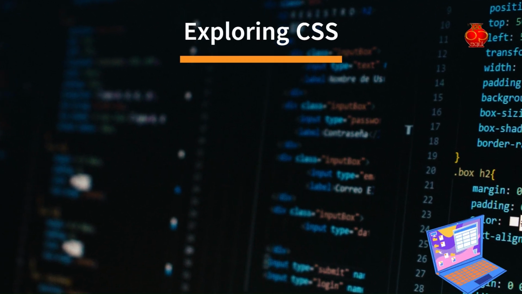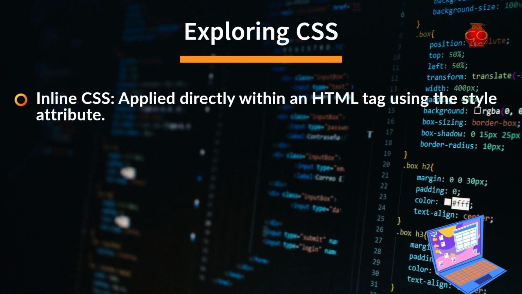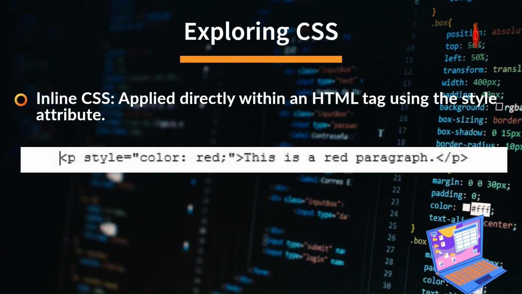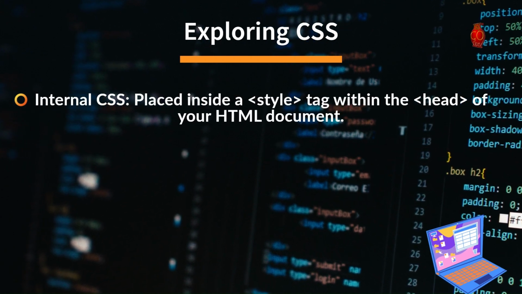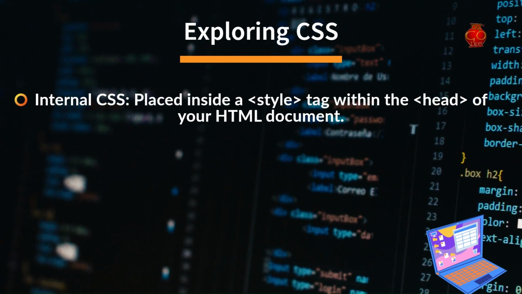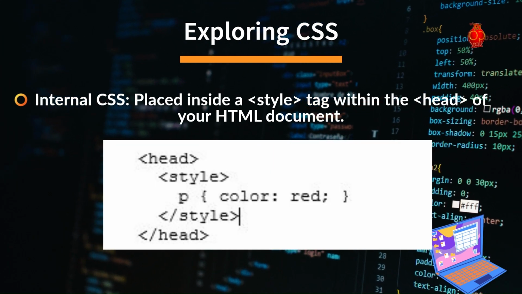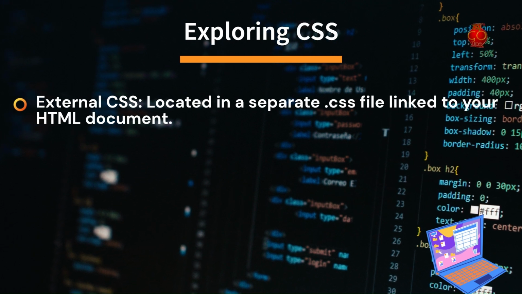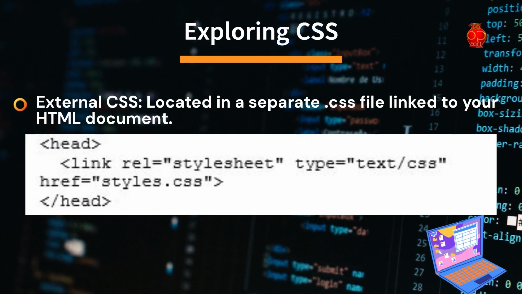External CSS involves linking to a separate CSS file from your HTML document. This method is ideal for managing styles across multiple pages, promoting consistency, and reducing redundancy. Understanding these methods will help you effectively style your web pages and maintain a clean, organized codebase. There are three ways to add CSS to your HTML. Inline CSS, directly within an HTML tag using the style attribute. Example. Internal CSS, within a style tag inside the head of your HTML document. Example. External CSS, in a separate CSS file linked to your HTML document. Example.